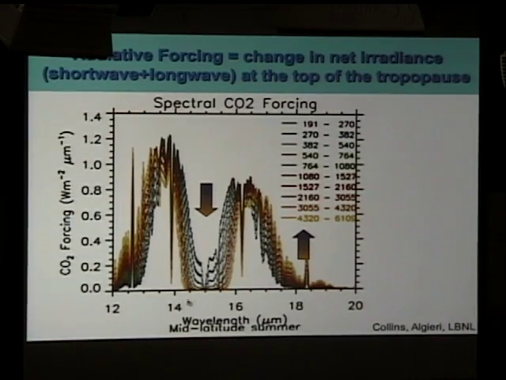So this is wavelength here, and this is the forcing. So you can say when CO2 goes from 180 to 270 parts per million, I get the blue line, so you can see where there is a lot of forcing. That means excited states. And so you can see as we slowly increase, these are stepping up.